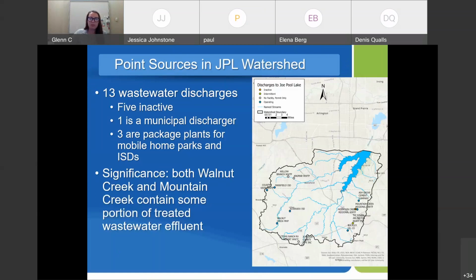All right, so the point sources that we identified in Joe Pool Lake: for our wastewater treatment facilities, we found that there are 13 wastewater dischargers, but 5 are inactive. 1 is a municipal discharger, 3 are package plants for mobile home parks and independent school districts. There are a few that are coming online, but those are in the works. The significance of this is that both Walnut Creek and Mountain Creek contain some portion of treated wastewater effluent in their base flow.